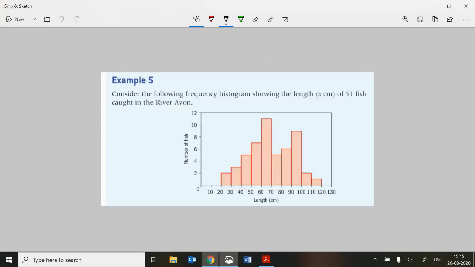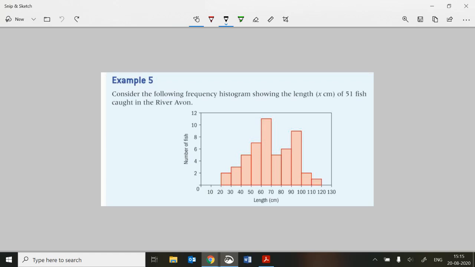So first of all, it wants the median class. What's it all about, by the way? It's talking about a histogram. Okay, showing the length of 51 fish caught in the river Avon. Oh, that word, Avon means river in Celtic, I think. So it's river. Okay, that's some obscure knowledge.